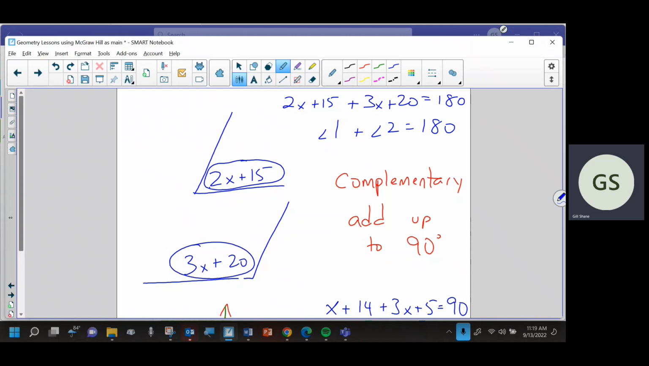So I would say, okay, well, the measure of this angle is 2x plus 15. The measure of this angle is 3x plus 20. Well, if I'm told they're supplementary, that means if I add them together, they'll equal 180.